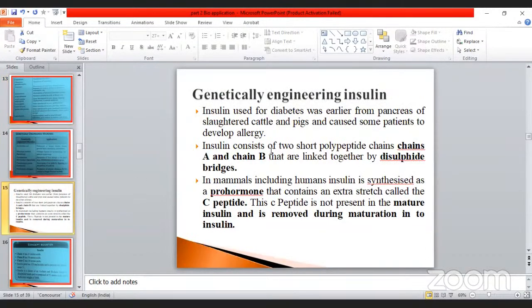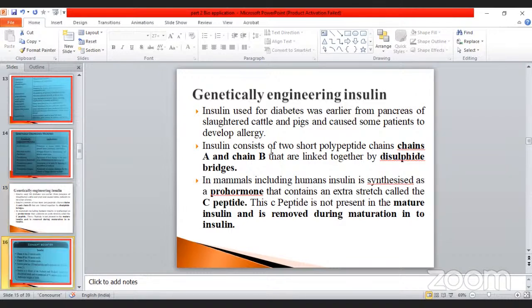Genetically engineered insulin: already you know the insulin molecule consists of two chains. One chain is called A and the other is called B. Both are united by a bridge-like structure, the disulfide bridge. The proinsulin contains what? There are the A and B chain peptides, and also the C peptide along with them. If the C peptide is present in the insulin molecule, it is considered proinsulin. In mature insulin, the C peptide is not present. It is absent.